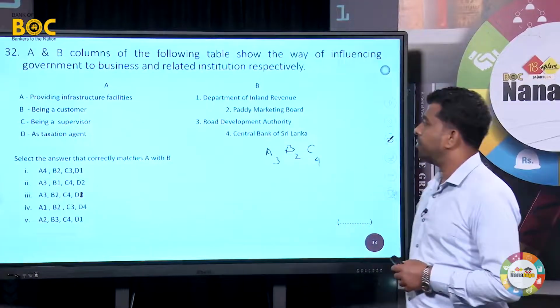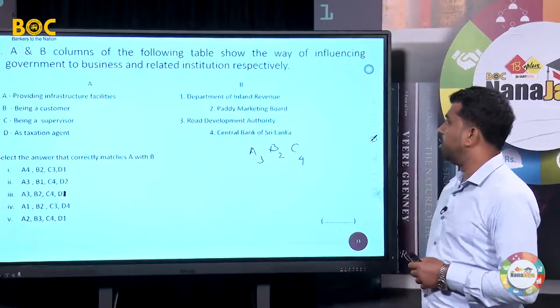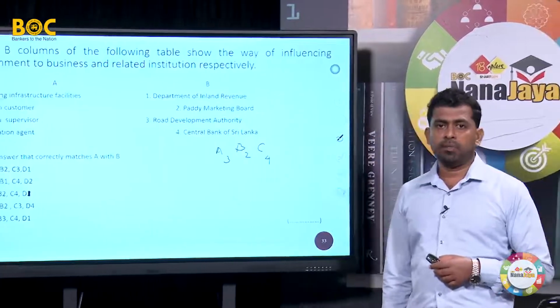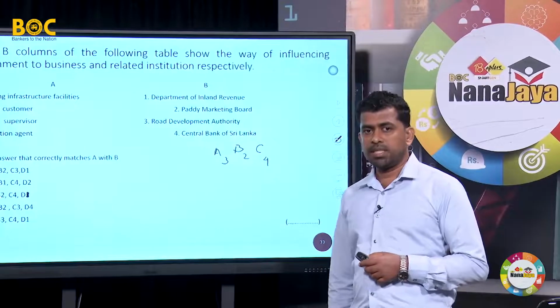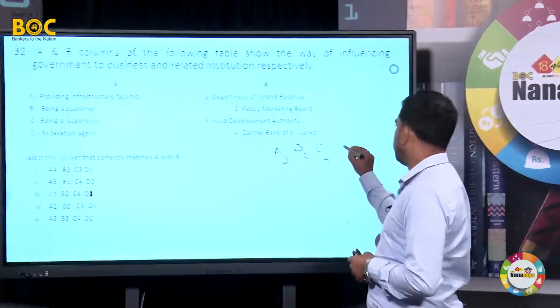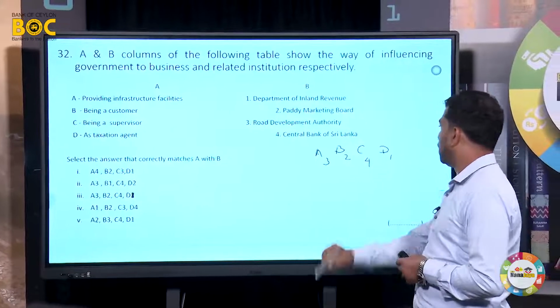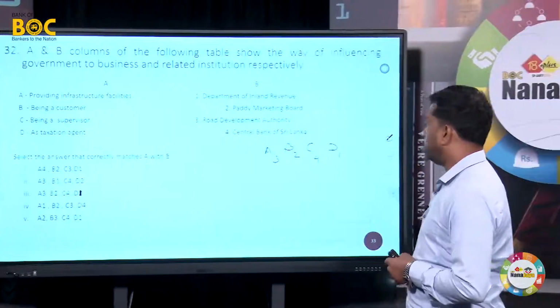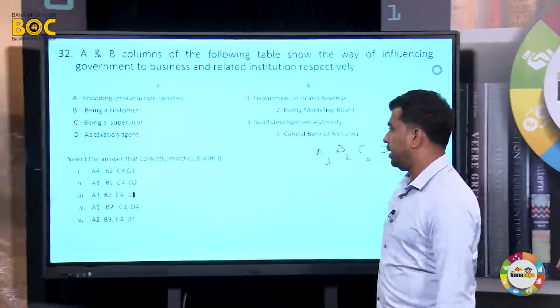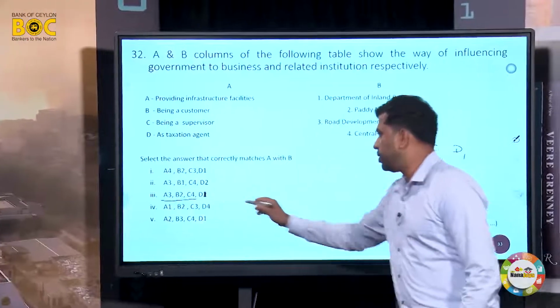4-4C. As a taxation agent, Department of Inland Revenue collects different types of taxes from businesses and individuals of the country. 1-4D. 3-2-4-1 is the correct option. It is the third option.